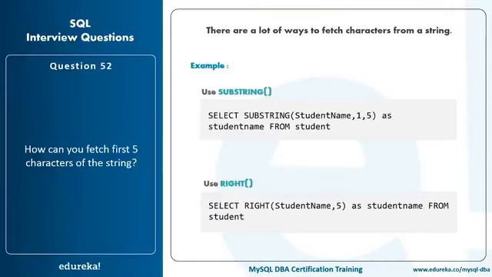The first 5 characters of student name will be retrieved from the student table. Similarly, when you use the right statement, you can write: select right(student name, 5) as student name from student. With this query, the last 5 characters of each and every student name from the student table would be retrieved. So that's how, guys, you can fetch 5 characters of a string, either by using the substring statement or the right statement.